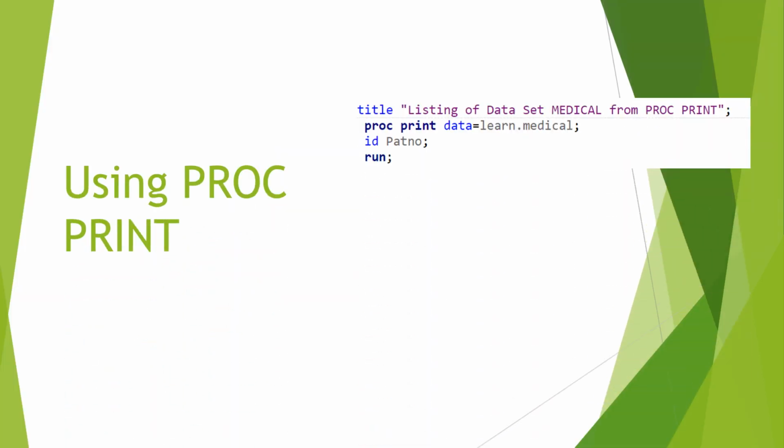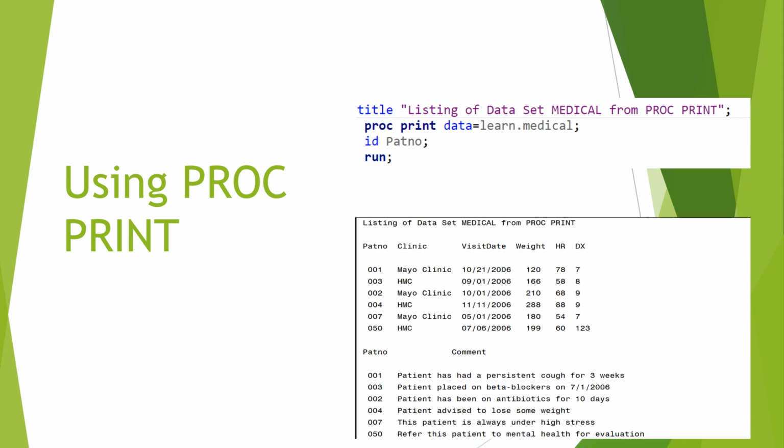First, let's look at the listing of a dataset called medical using PROC print. It is the basic display of data where we can see that the comment column has been moved to the next page as the width of the page was not sufficient to display the comment column along with the other columns. Since we have specified the ID as the PAT number, which is the patient number, that is the reason that in the next page when the comment is being displayed, the PAT number is also being shown along with the comment.